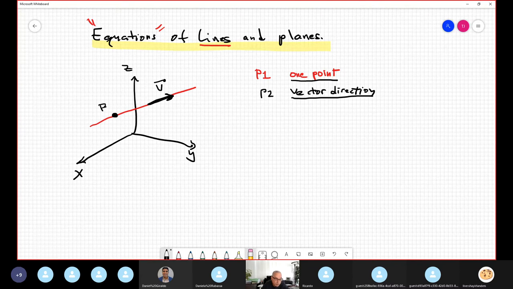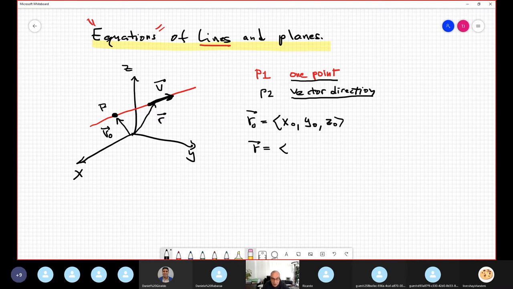So now I find, for example, the position vector. The position vector, let me call R null. R null is the coordinate of the point P. I want to call it x null, y null, z null. Suppose that this information is given: 1, 2, 3. That's the number, right? Now, to find any position vector on the line, let me call it R. This is a position vector, and any point on the line I call x, y, z. In general, this is a variable. This is not a variable, it's a number.